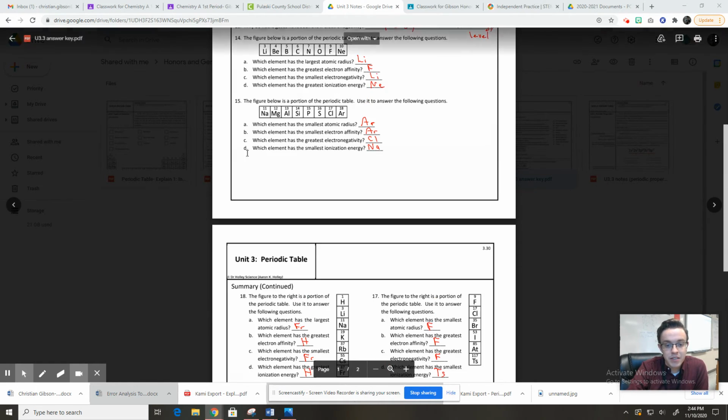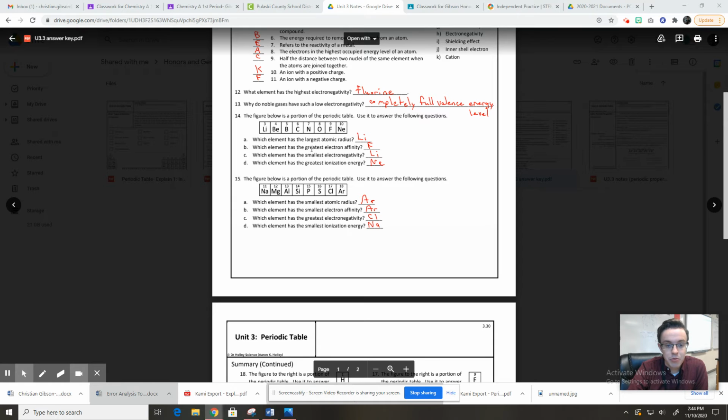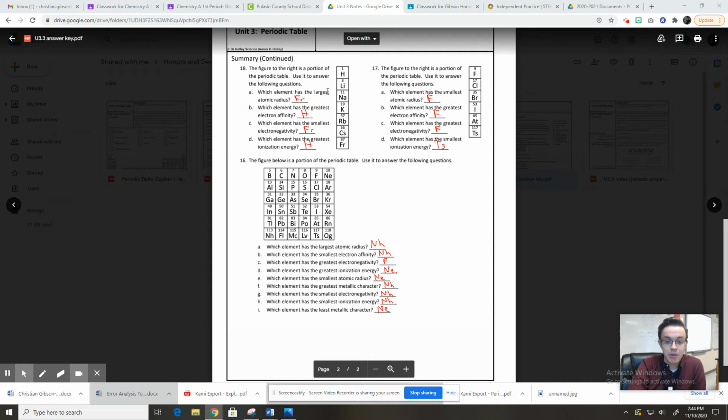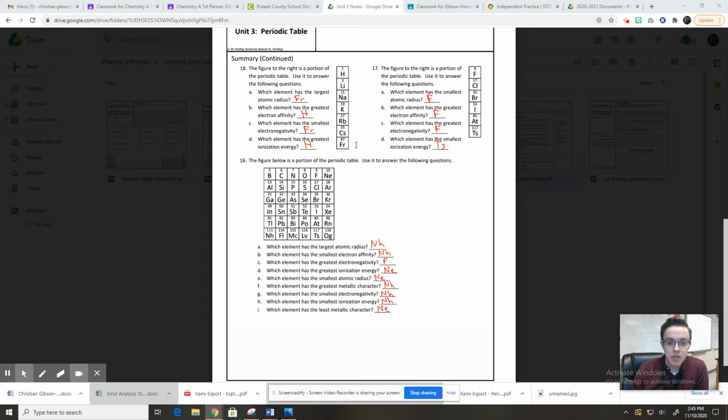All right, so we've practiced the trends on the periodic table within a period, or within a horizontal row. Let's practice them within the groups. Which element has the largest atomic radius? Atomic radius increases as you go down a group, so from top to bottom. So francium, the bottom one, would be the biggest when it comes to atomic radius.